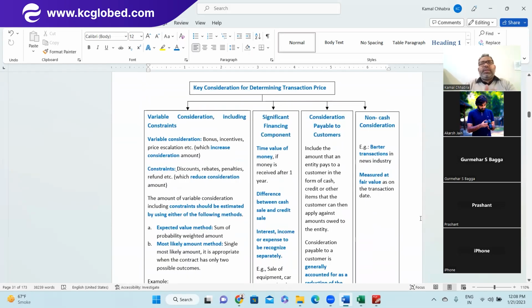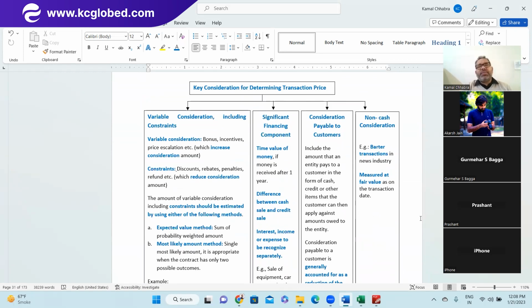In this particular video, I'll be walking you through in detail step 3 of the 5-step model, that is, the key considerations for determining the transaction price. So let's dive in to understand in more detail how to identify and determine the transaction price. Detail of the key considerations to determine the transaction price.